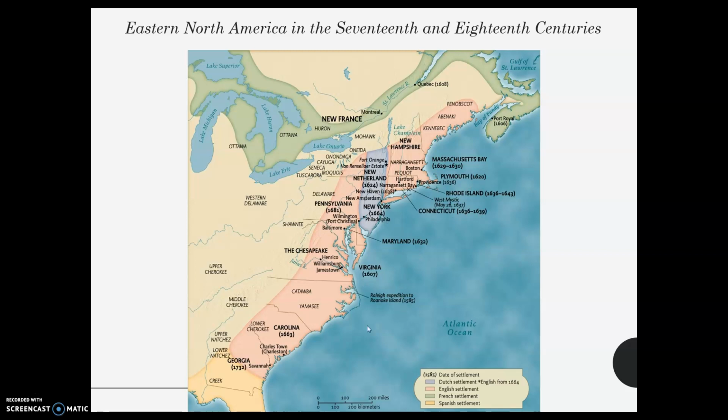So when you're looking at this map, you could expect a question. You'll start to see some questions on quizzes where I'll give you a map or an image, and you've got to interpret it. So one might be, based on this map, what order were the colonies created in? Well, how could you tell? If you look at the dates, right?